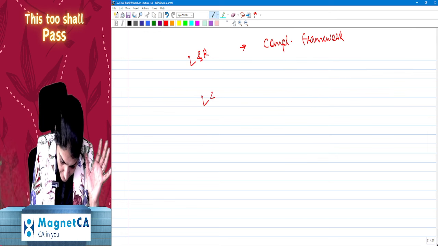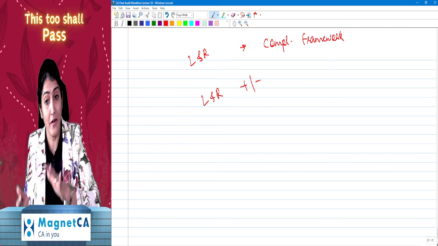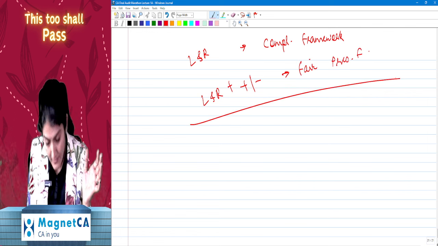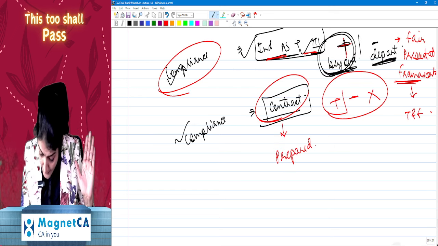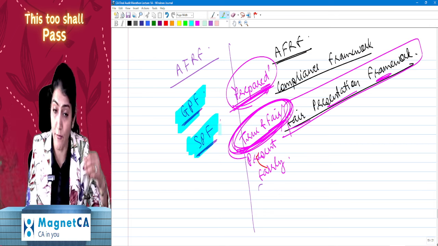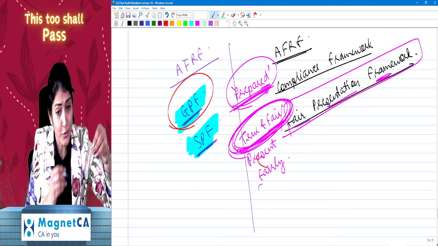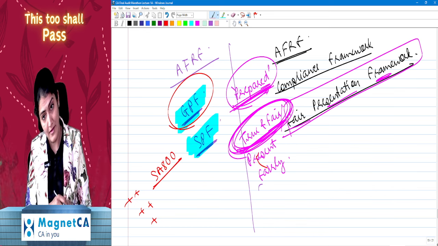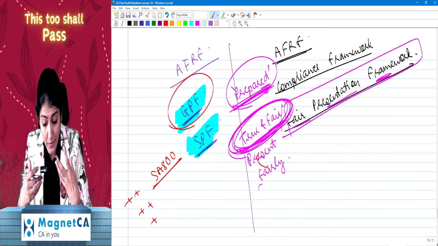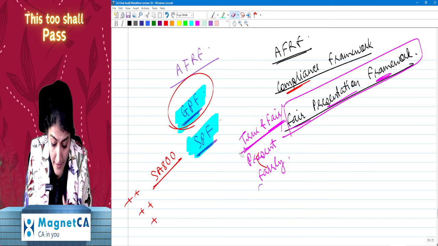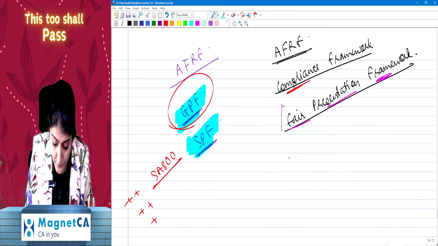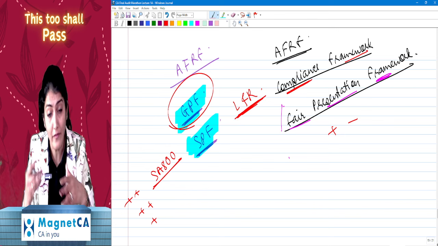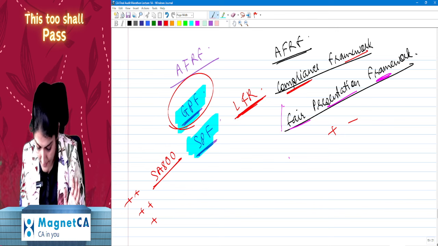But in addition to the compliance with the law and regulation, if you're also doing the add or depart, then it becomes a fair presentation framework. Right? So don't mix these two. When you accept the engagement, you have to check, is it GPF or SPF? If it is SPF, in addition to your normal auditing standards, you additionally have to follow the requirements of SA 800 also. And then when you're forming an opinion, you have to check, is it a compliance or a fair presentation framework? So if it has got add or depart, then it is fair presentation. If it is only in compliance with the requirement of law, then it is a compliance framework.